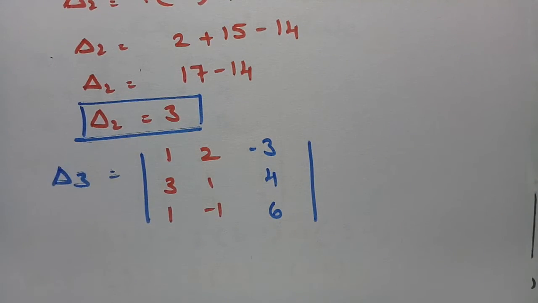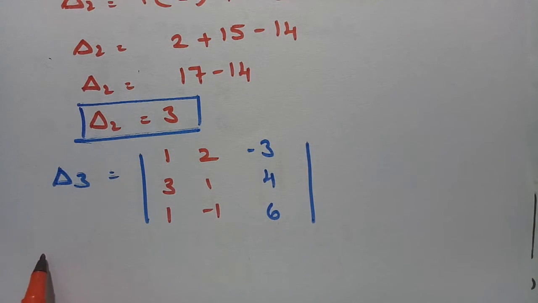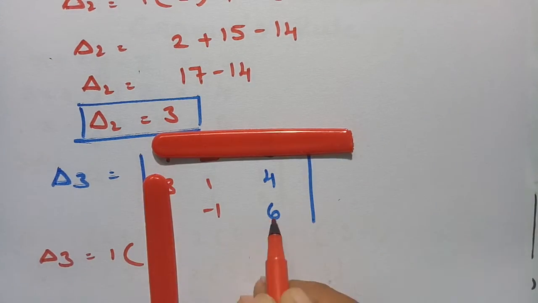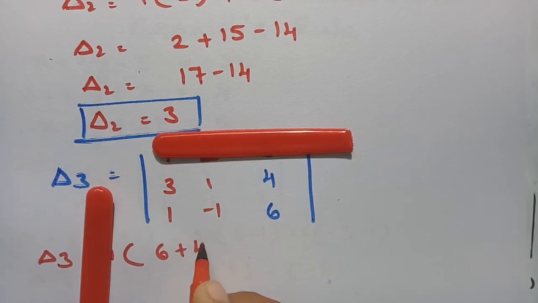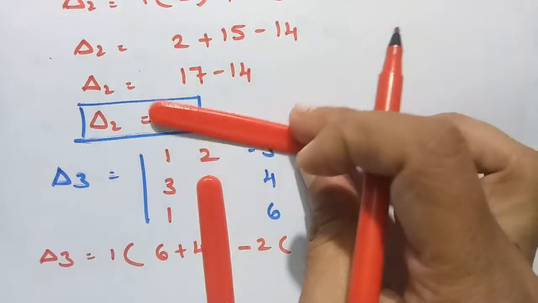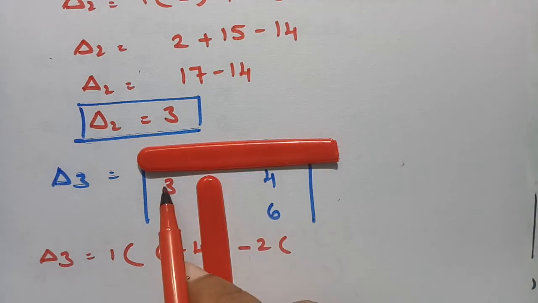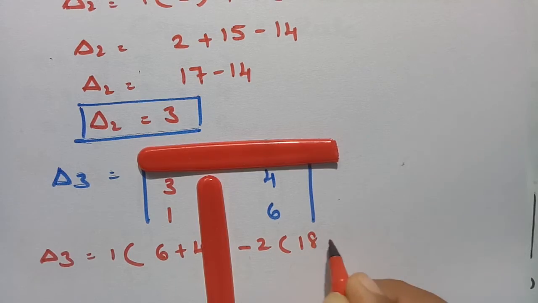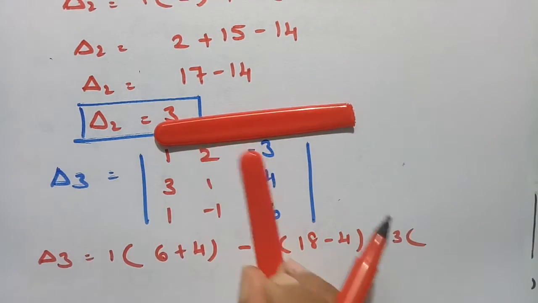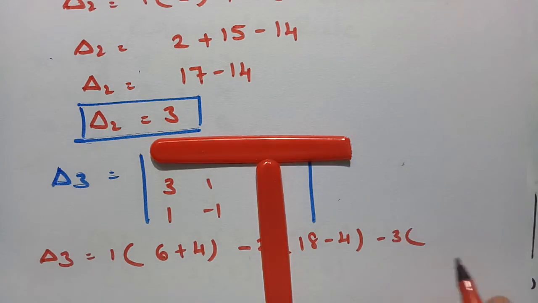Now again, I am going to calculate the delta 3 determinant. For finding the determinant, again 1 times into: if I close this corresponding row and column, this will be 6 minus of minus 4, so this is 6 plus 4. And in between, minus 2 times of: if I close this corresponding row and column, this is 3 sixes are 18 minus 4. And the next one here is minus 3 times of: if I close this corresponding row and column, this is minus 3 and minus 1.